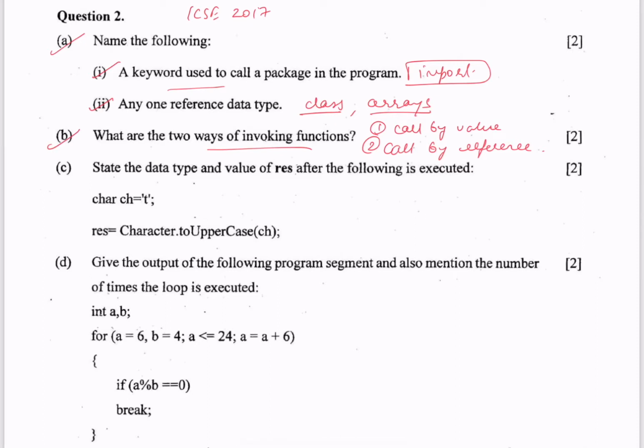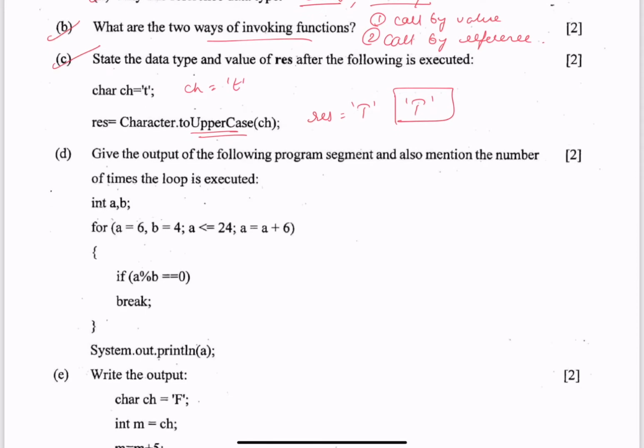State the data type and value of res after the following is executed. So ch is small t and result is Character.toUpperCase. So toUpperCase converts a letter into uppercase. So result equals T. So you write T as the answer. So part C is done. Moving on to part D, give the output of the following program segment. Also mention the number of times the loop is executed.